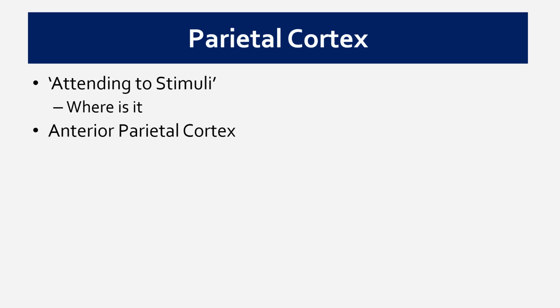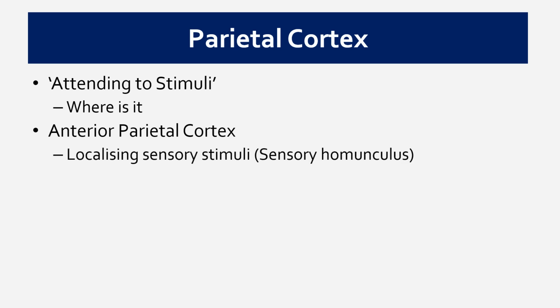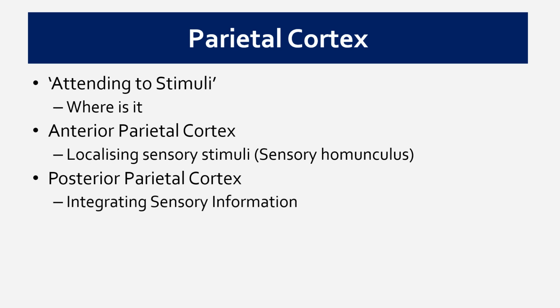The anterior parietal cortex, which we've covered in another video, is responsible very specifically for localizing the body location of incoming sensory stimuli. So, for example, there's a region of the anterior parietal cortex that's responsible for processing sensory information from your hands, or a different region responsible for processing sensory information from your face. The posterior, the rear part of the parietal cortex, is a little more complex.